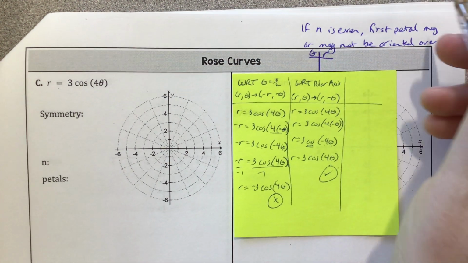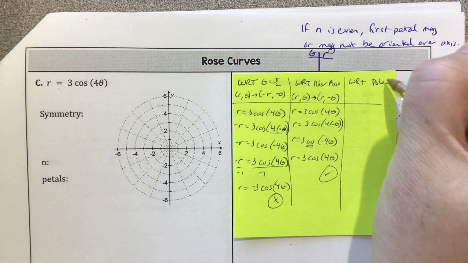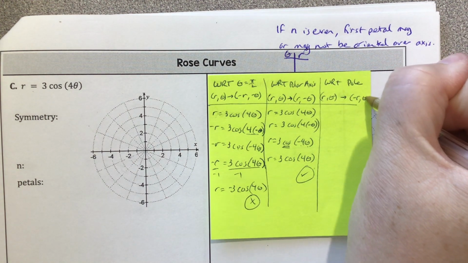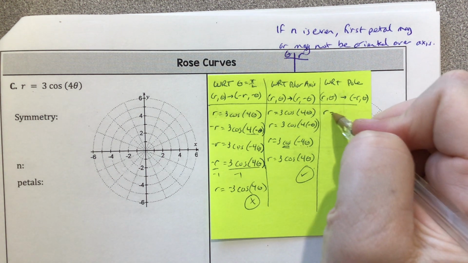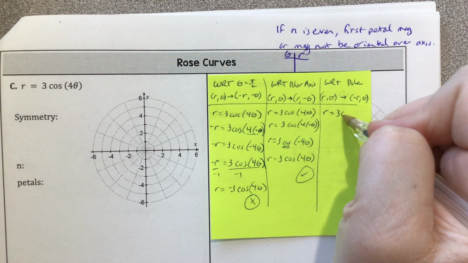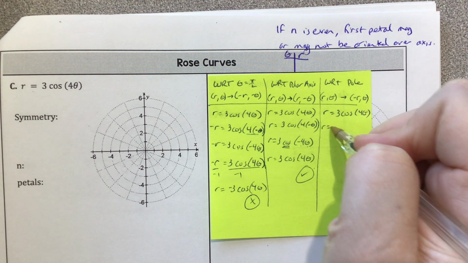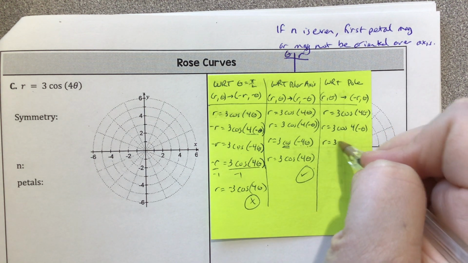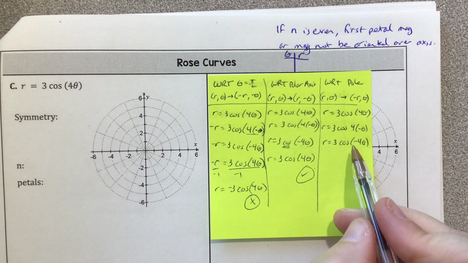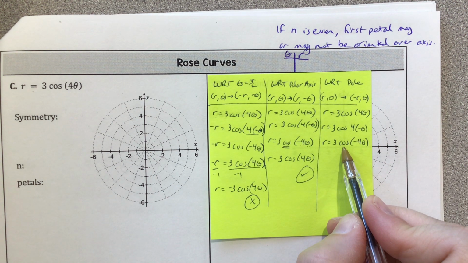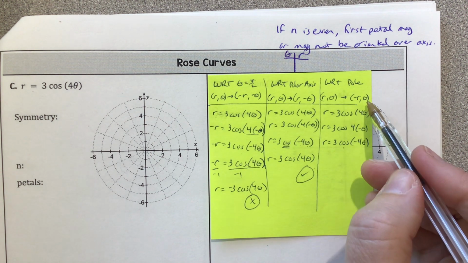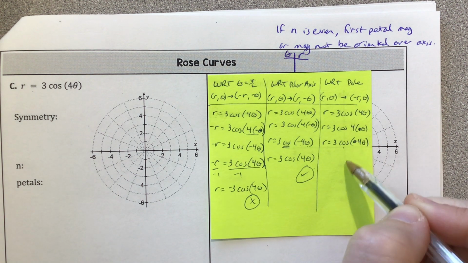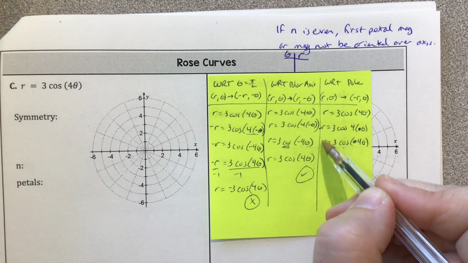Next, let's check for symmetry with respect to the pole. Our test here was to change (r, theta) to (negative r, theta). So the equation r equals 3 cosine of 4 theta, I changed to r equals 3 cosine of 4 times negative theta, or r equals 3 cosine of negative 4 theta. Cosine is an even function. Look what I did. I accidentally changed theta to its opposite. I meant to do r. So this was positive theta, still positive theta. I meant to change r to its opposite right here.